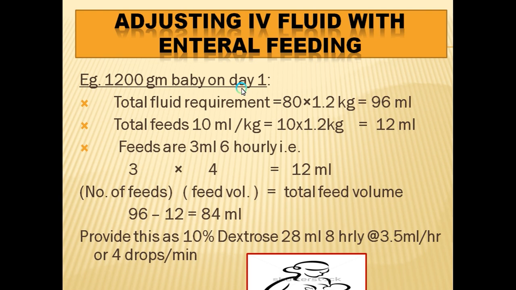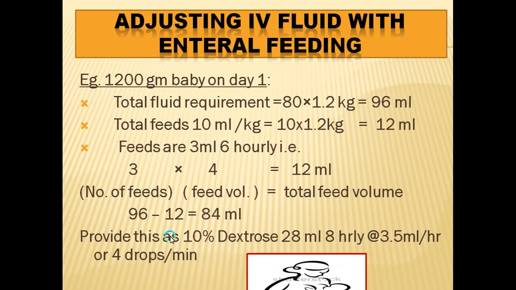We have already studied the basic concepts. Now this is just an example. The total fluid requirement on day 1 is 80 into 1.2 kg, which is 96 ml. Total 10 ml per kg, so for 1.2 kg it is 12 ml. We are planning to give this 6 hourly, which means in 24 hours it is 4 times a day. So 3 ml into 4 is 12 ml, and we subtract the feed volume from the total fluid volume to get the amount of IV fluids to be given.